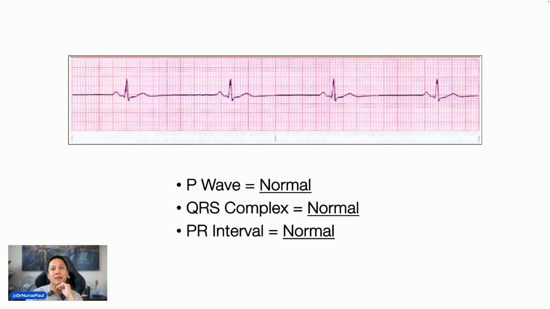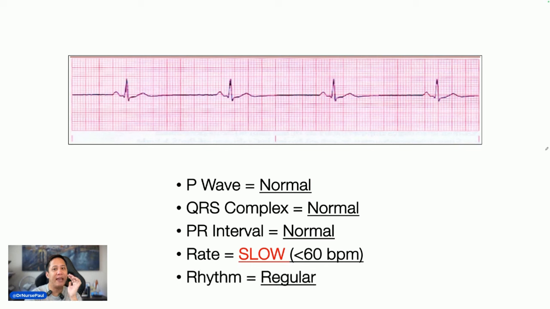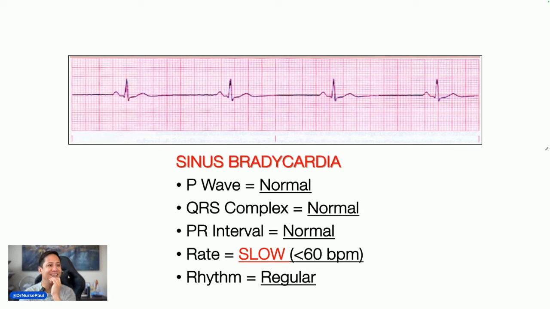What is it? Okay, all right, so it's kind of slow. It's 40, correct? Okay, good observation. How about the rhythm? Does it look regular to you? Regular. Guys, if everything is correct or normal except the rate, what is our prefix? What is the origin of the problem? Sinus. Very good. And because it's slow, what do you call slow heart rate in medical terms? Brady. Is this called sinus bradycardia? Yes or no?